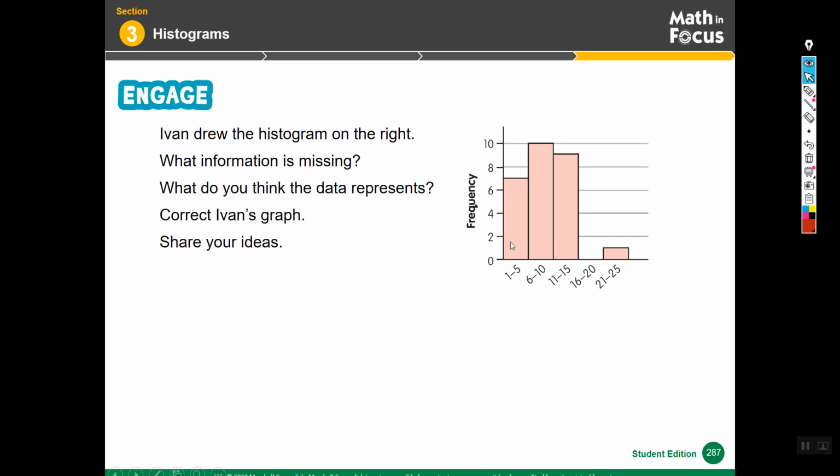Okay, we can't really correct his data because we don't know what he was trying to represent, and we haven't seen his original data, right? So we can't make a judgment as to whether this is graphed correctly, but since we have no idea what this represents, it's not very useful to us. Okay.